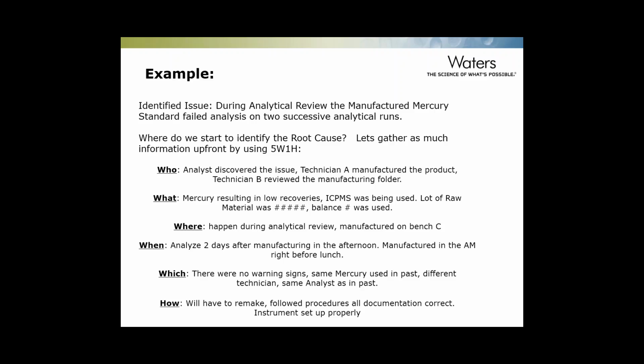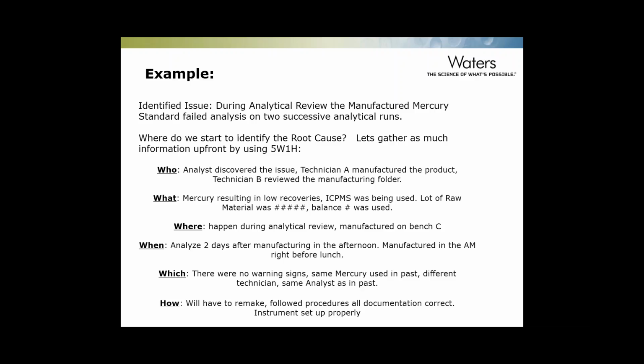And then how? How did it impact? What was the impact? How did it happen? All right. Well, the impact is that we'll have to remake product. We cannot release the product. It did not meet specifications. All right. We followed procedures, and all documentation appeared correct as far as the manufacturing folder and the bench sheets. We know that the instrument was set up properly and that it was calibrated correctly. So we know that's the how.